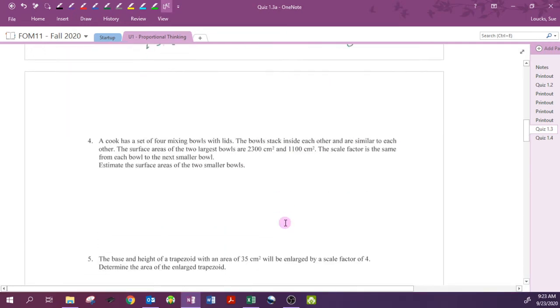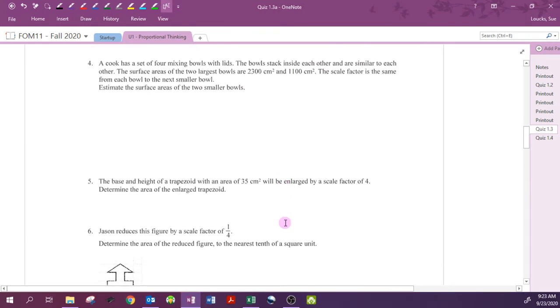Okay. All right. This is one that probably made you go eek. A cook has a set of 4 mixing bowls with lids. The bowls stack inside each other and are similar to each other. The surface areas of the largest bowls are 2,300 centimeters squared and 1,100 centimeters squared. Sorry. The scale factor is the same from each bowl to the next smaller bowl.